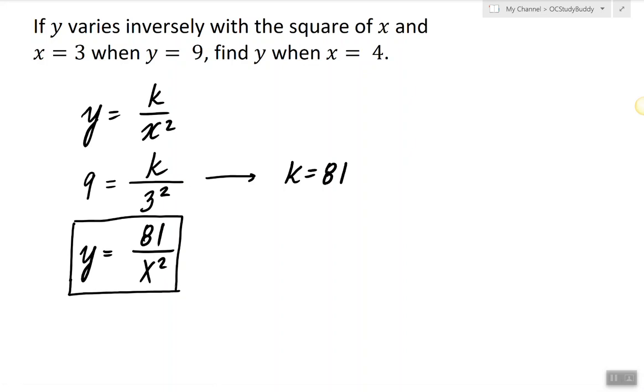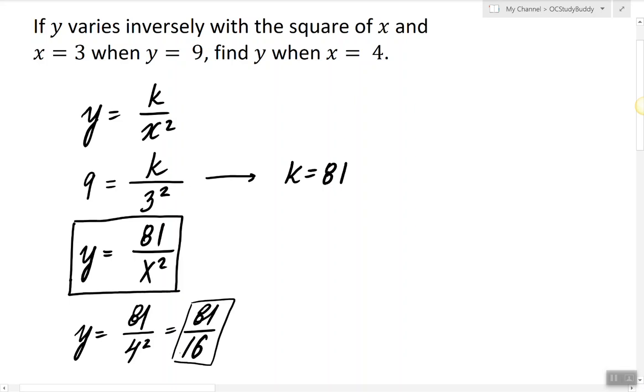In the original question, the x equals 4 is given. So to find y when x equals 4, I simply have to plug in 4 for x, and 4 squared is 16. So when x equals 4, y equals 81 over 16.